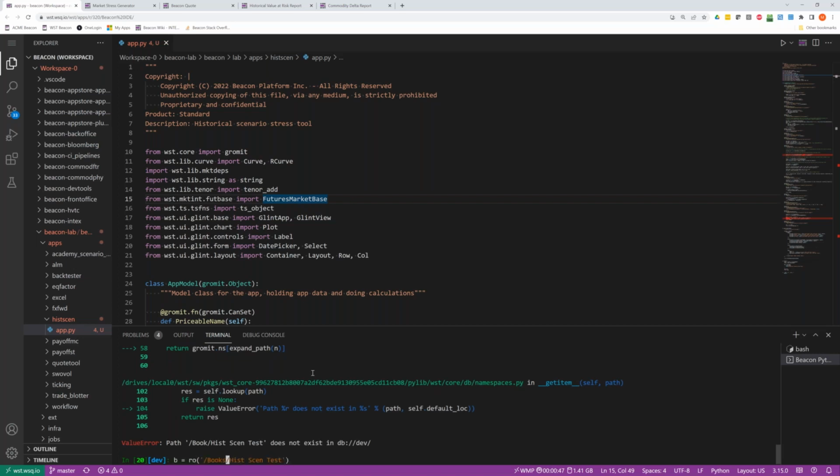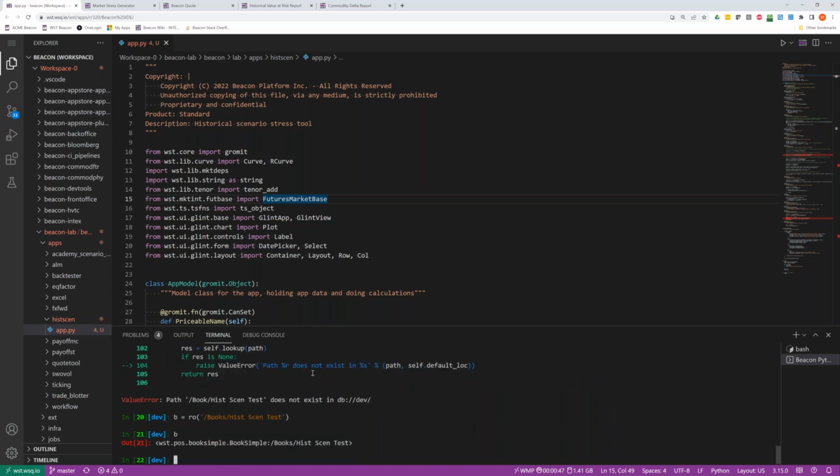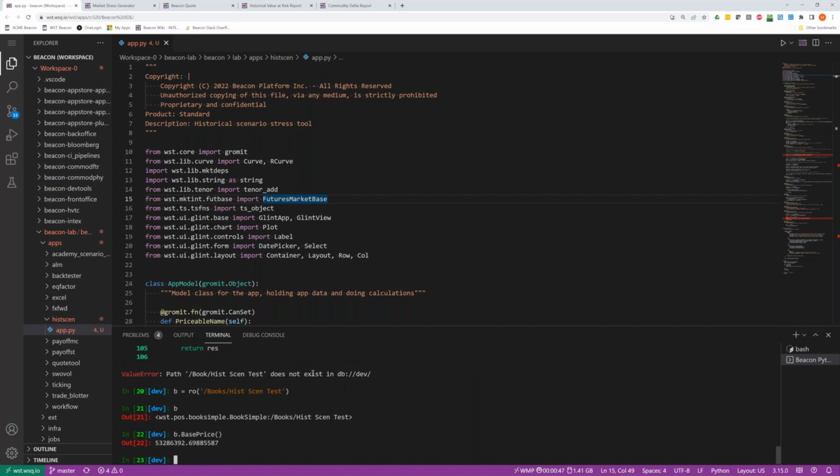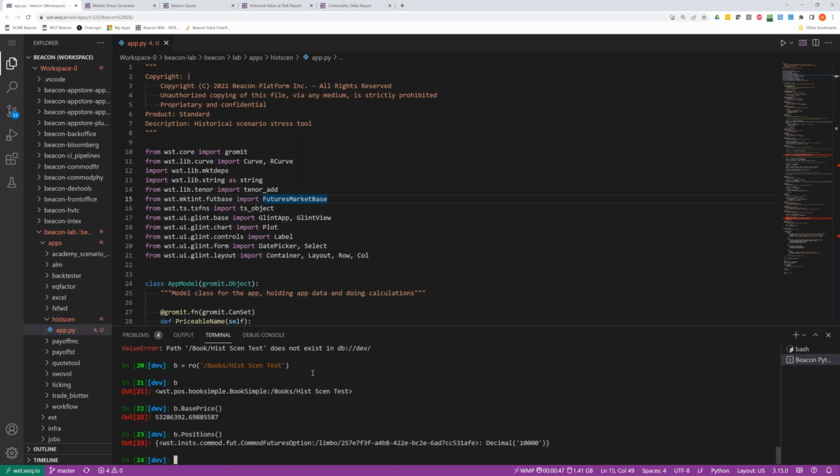Spelled that wrong. Here we go. So now I've got a handle to this book. I can do things like say, what's the price of the book? And I'm going to calculate the price based on whatever market environment I'm in here. I can look at the positions of the book, right? So here, this little book has 10,000 lots of a particular futures option.